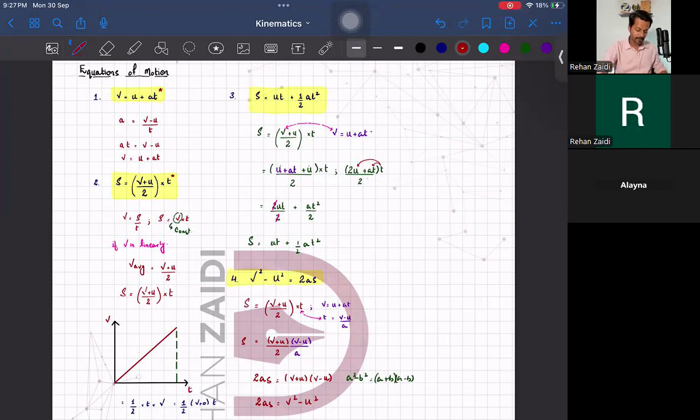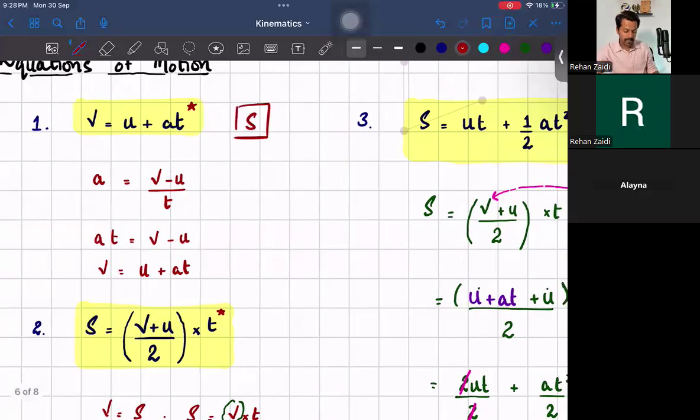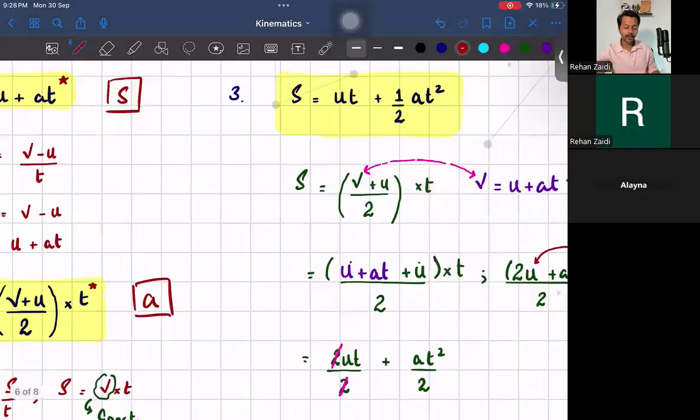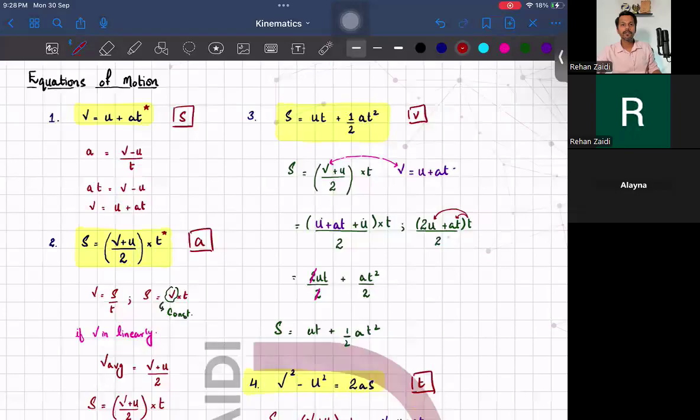The first equation has v, it has u, it has a, it has t, it does not have s, right? The second equation of motion has v, u, s, t, does not have a. The third equation of motion has s, u, t, a, does not have v. The fourth equation of motion has v, u, 2, a, s, does not have t, right? So this is the key factor from which I'm going to realize which equation to use.